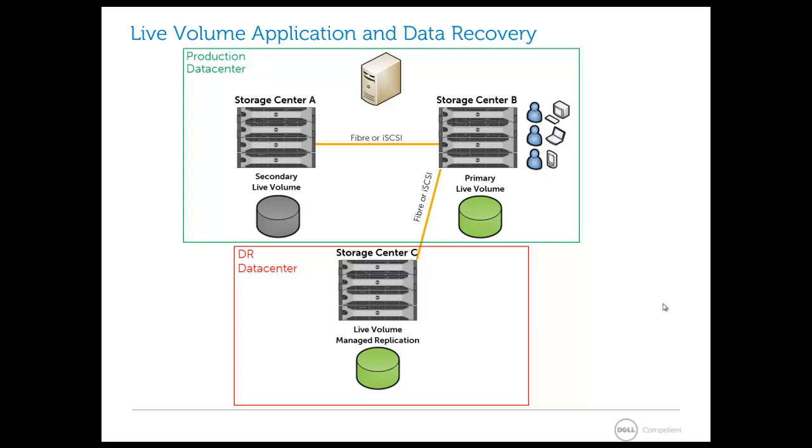The replication is managed by live volume and always follows the primary live volume as the source of its data. So for instance, the primary live volume as we see it now is on Storage Center B. That replication then would flow from Storage Center B to the DR site where Storage Center C resides.